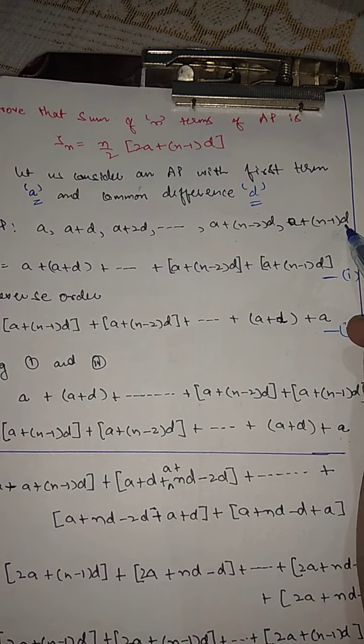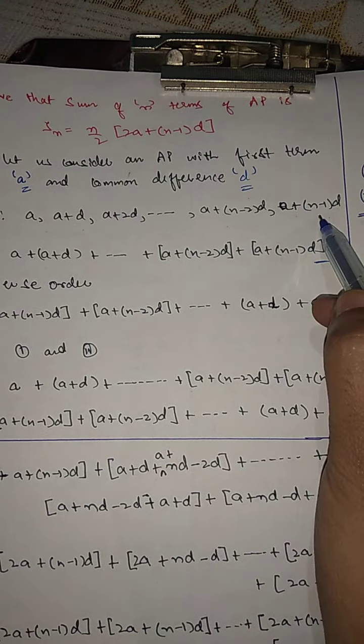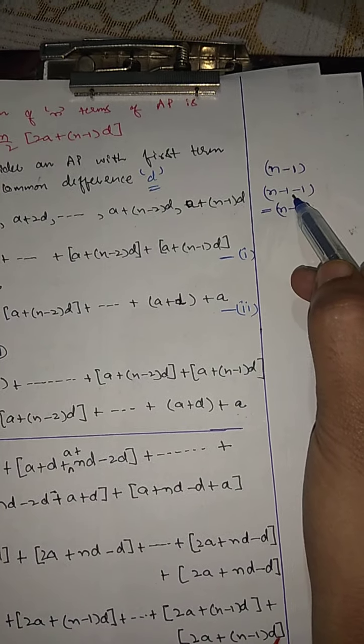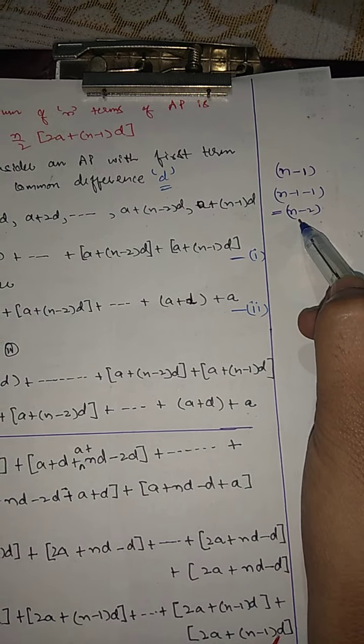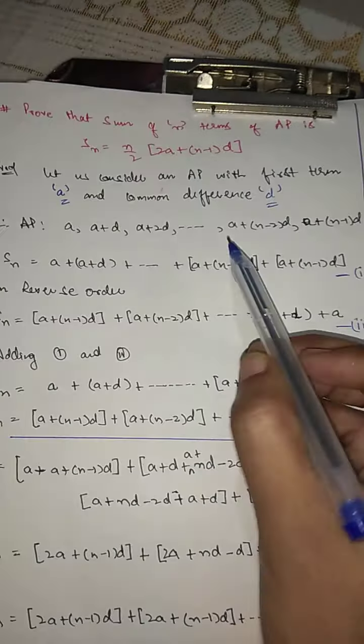If we want to find the term preceding the last term, then we have to subtract 1 from n, and n here is n minus 1. If we subtract 1 from n minus 1, we get a plus n minus 2 into d. So this is our AP.